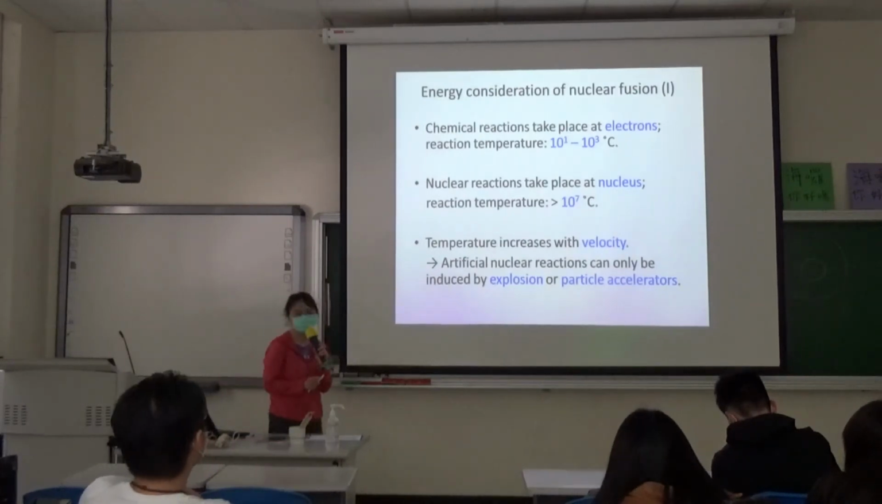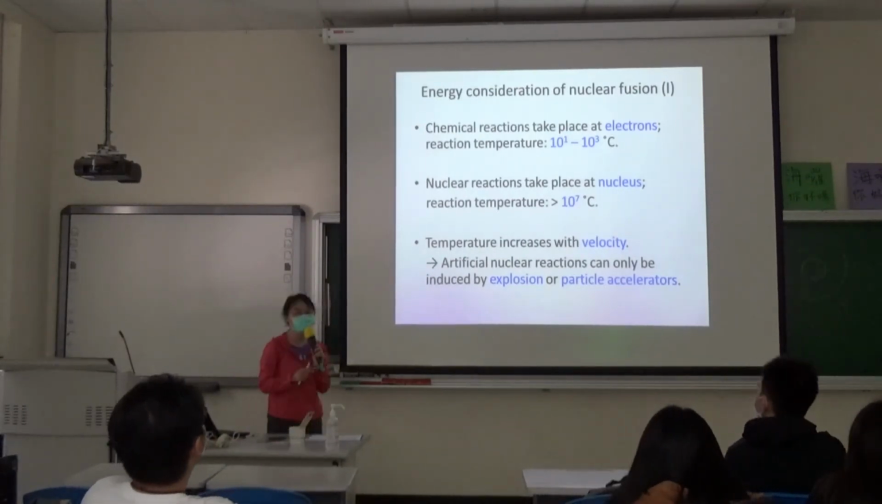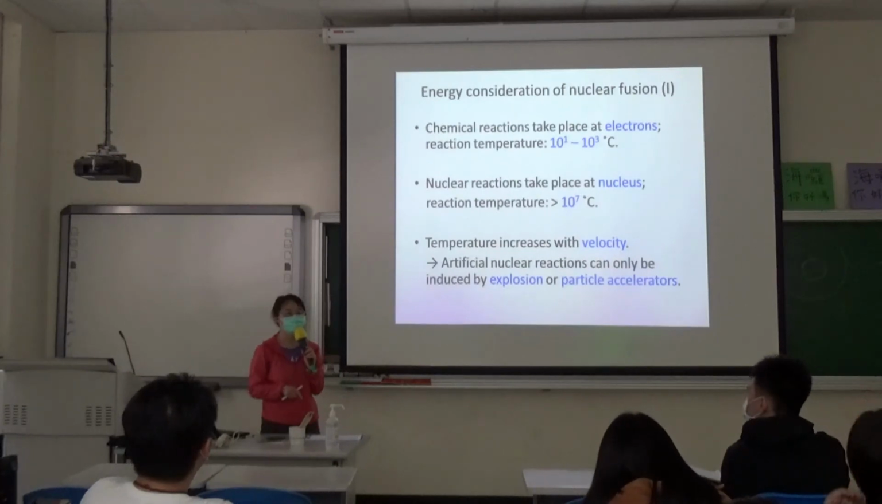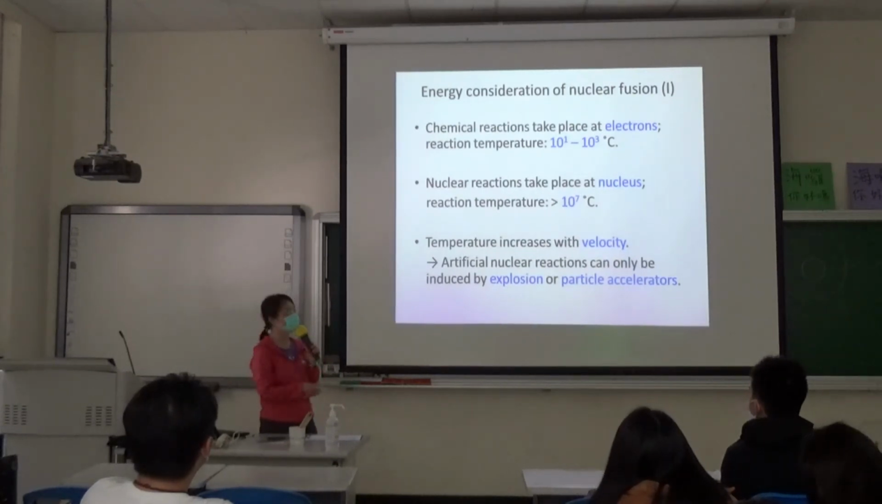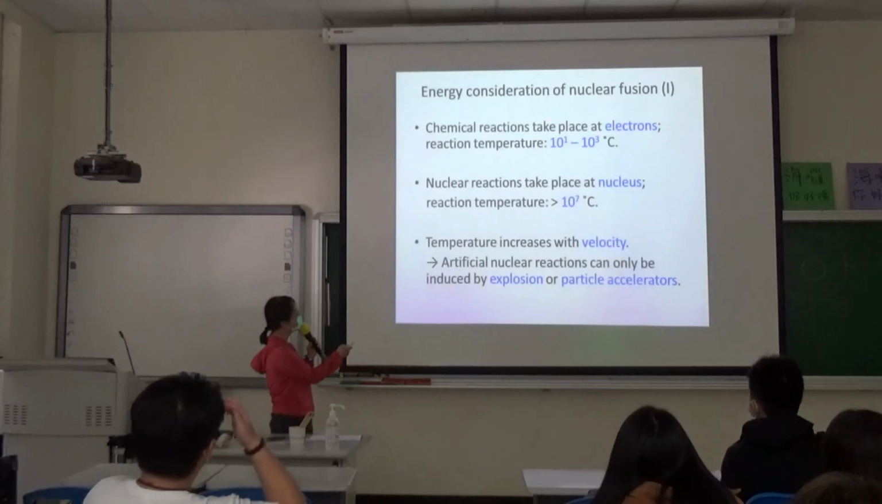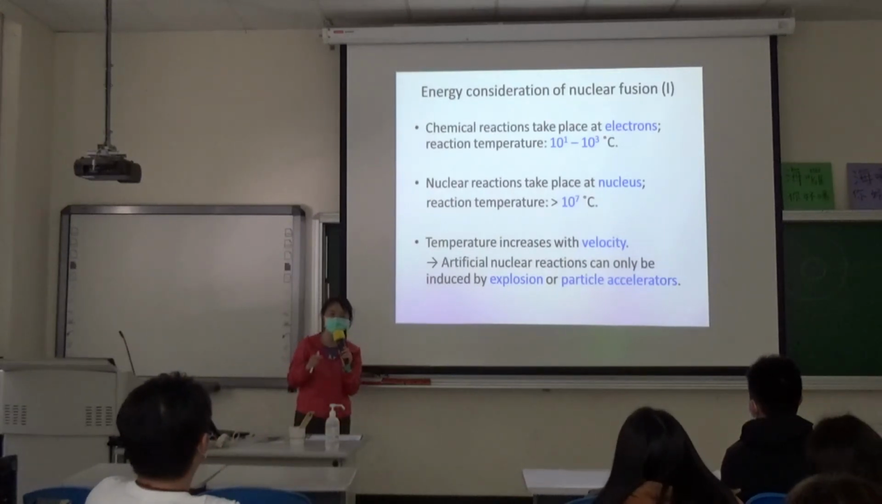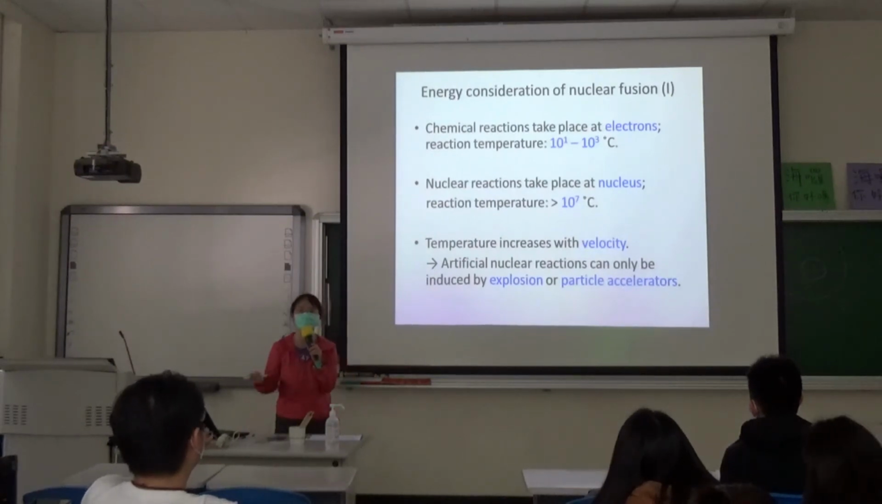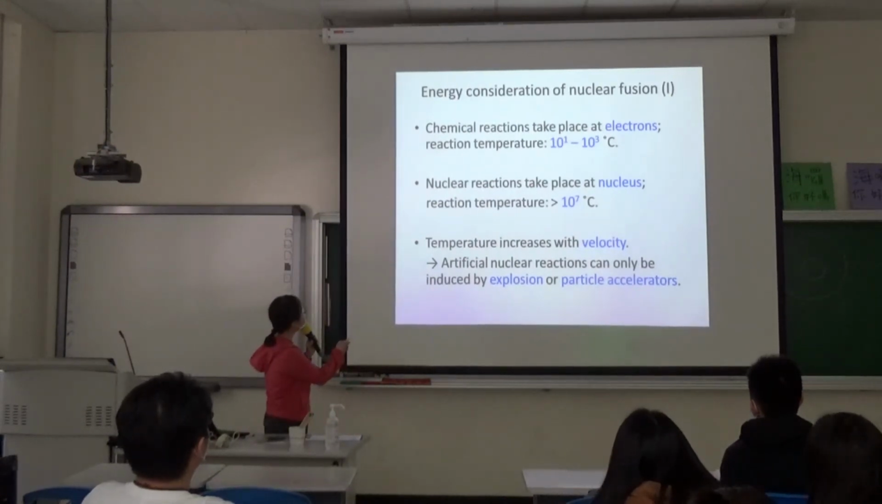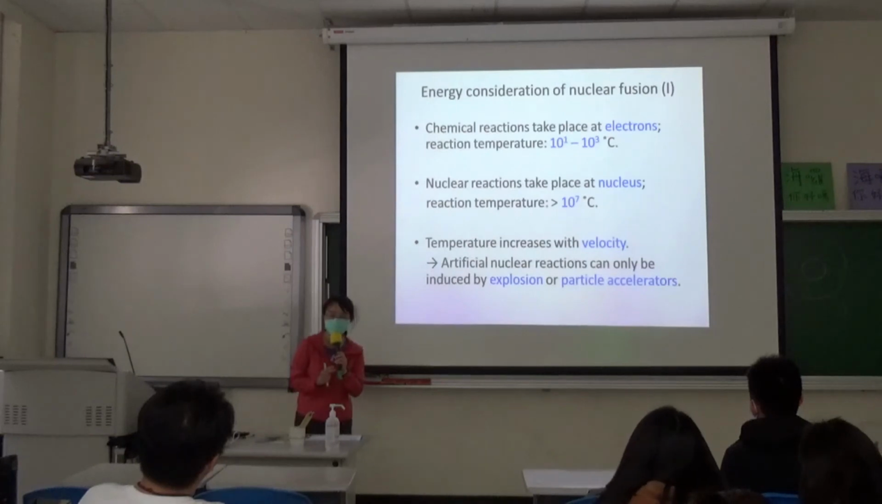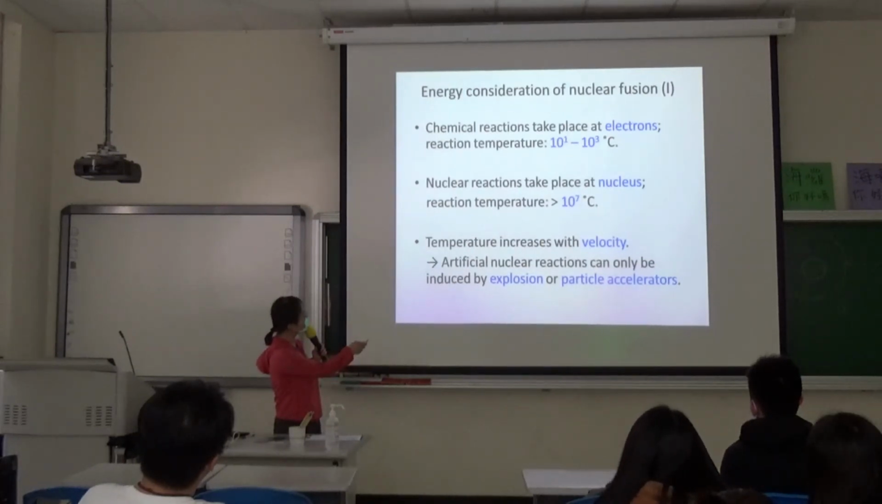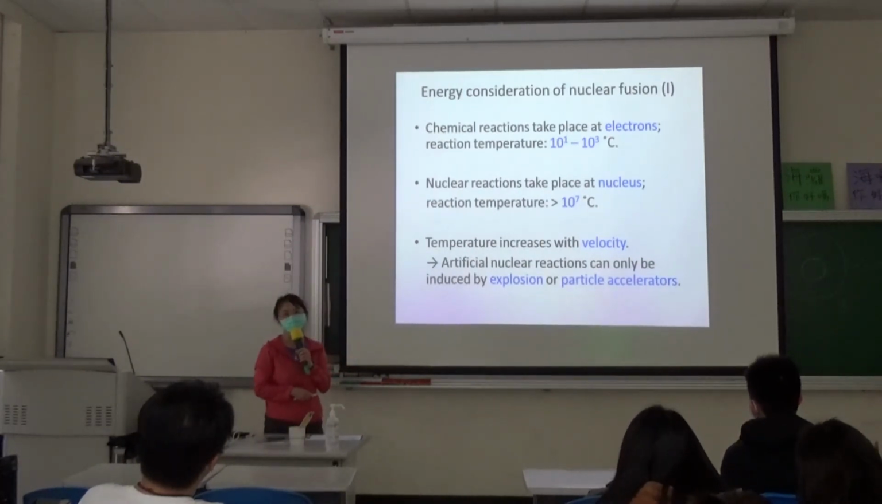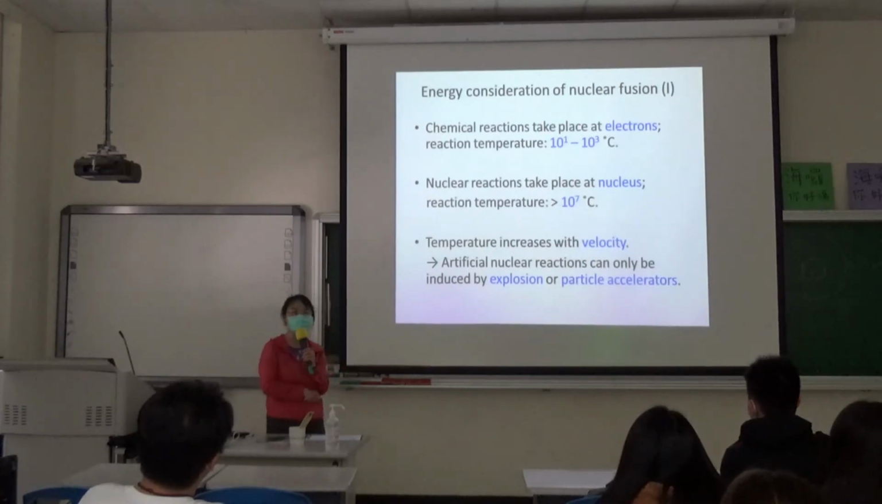Energy consideration. Here, on Earth, we mostly observe only chemical reactions, which take place only at the electron level. When we see substance A is converted to substance B, they only change their electron configuration. And the reaction temperature range is 10 to 10 to the 3rd. So 10 to 1000 degrees.